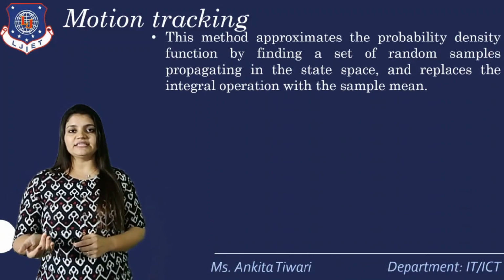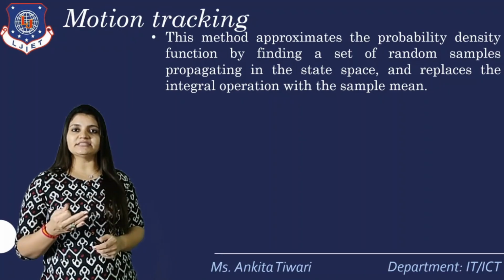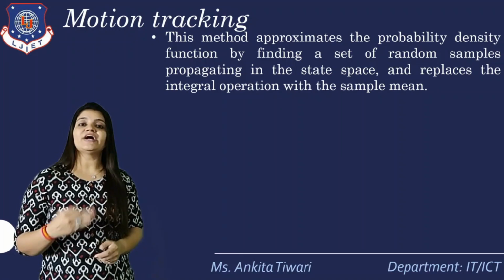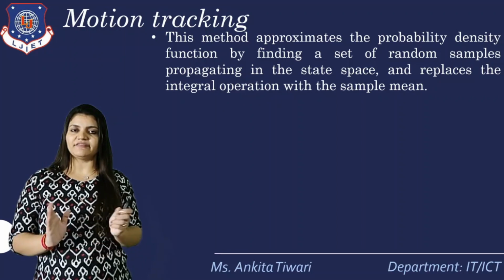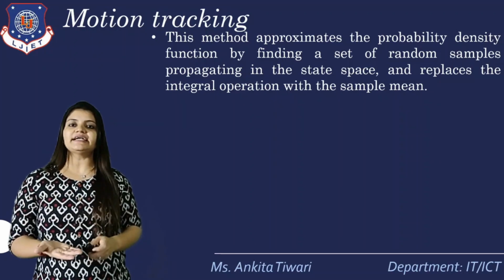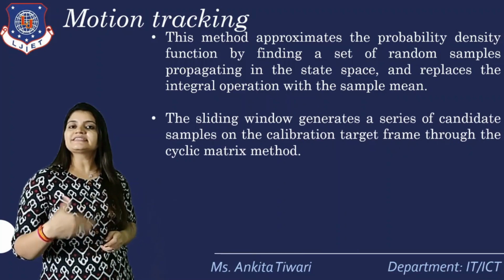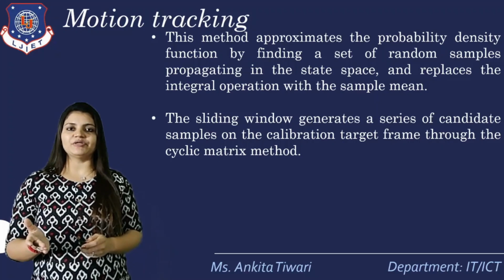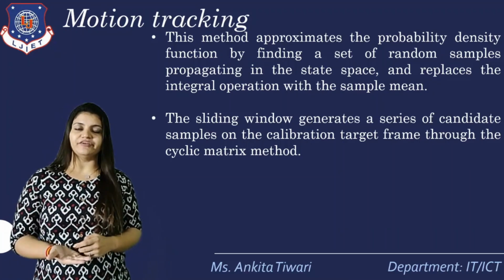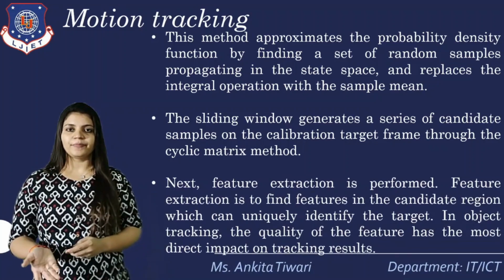This method approximates the probability density function by finding a set of random samples propagating in the state space, and replaces the integral operation with the sample mean. And the sliding window generates a series of candidate samples on the target frame that we want through the cyclic matrix method.